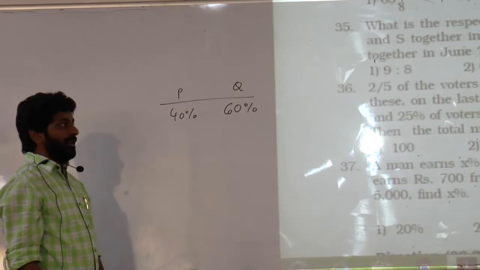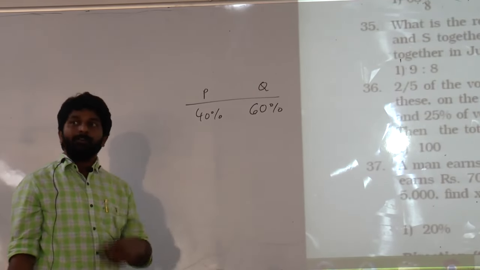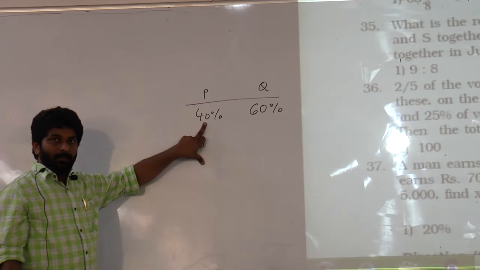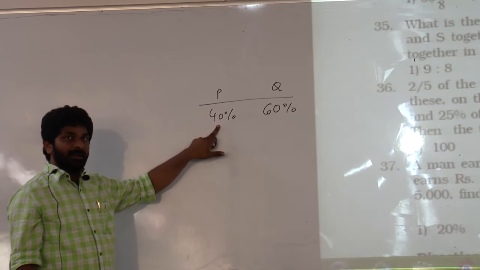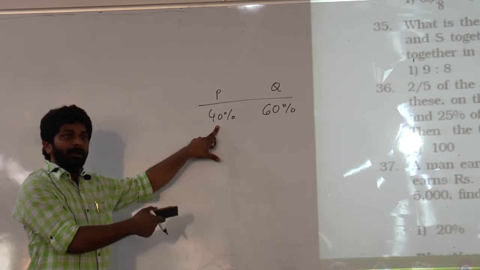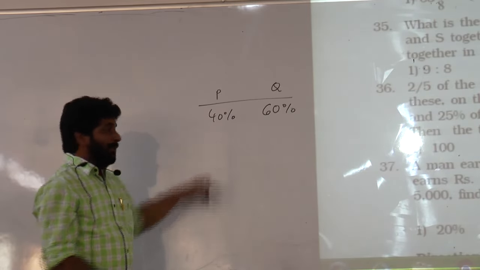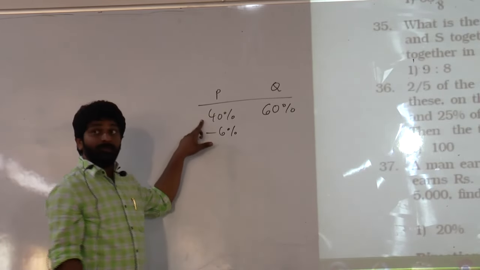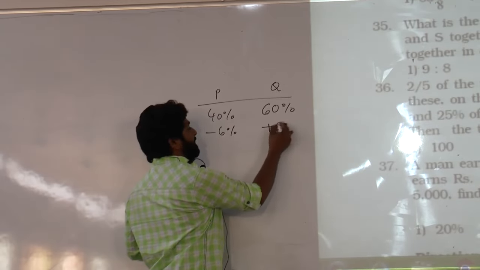But on the day of voting, 15% of the voters went back on their promise to vote for P. So P should get 40% actually. But on the day of voting, 15% of this number went back on their promise. In the sense they are not going to vote for P. First calculate 15% of 40. 6%. So these 6% of the voters are not going to vote for P, but they are going to vote for Q. So Q gets plus 6%.